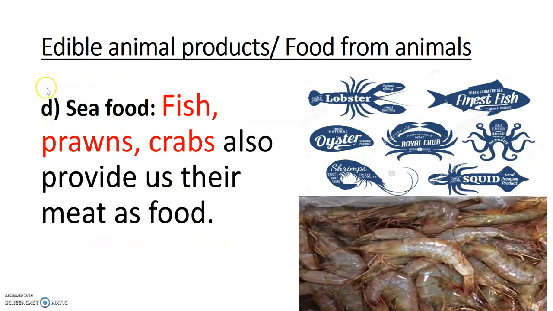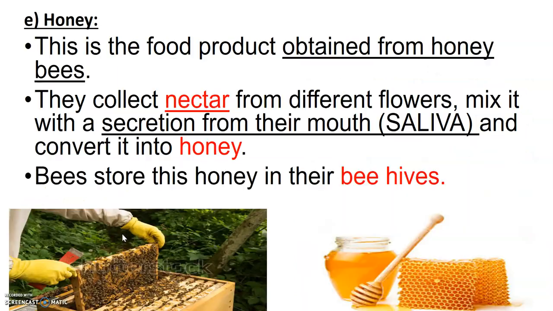I have made seafood as a separate heading, but you can put it in meat also. The food or the flesh that we get from the animals that live in the sea, like fish, prawns and crabs, is called seafood. So they are also in the category of meat only.